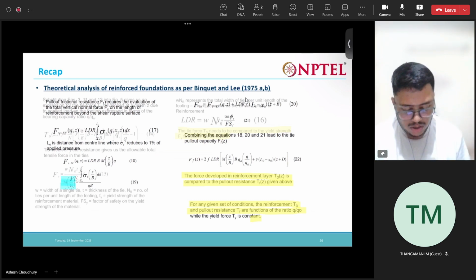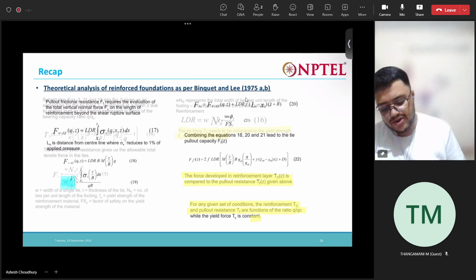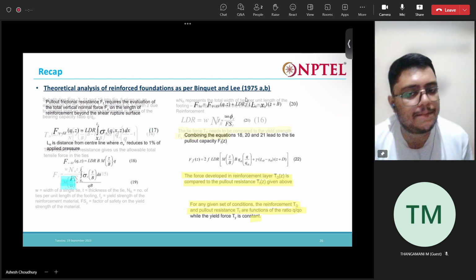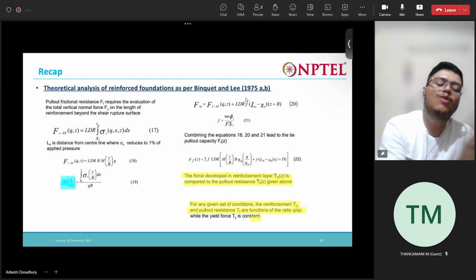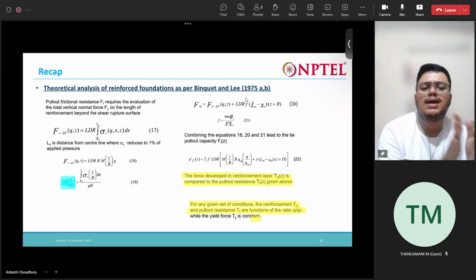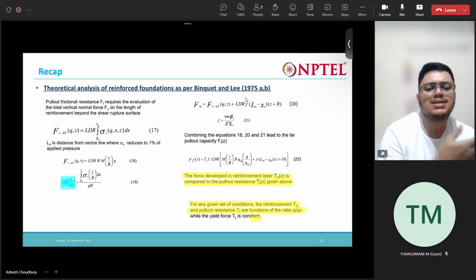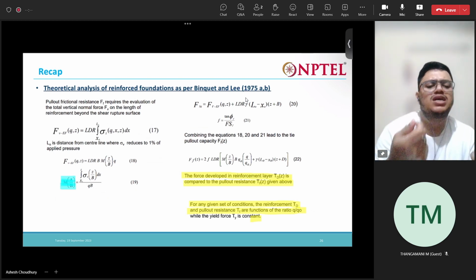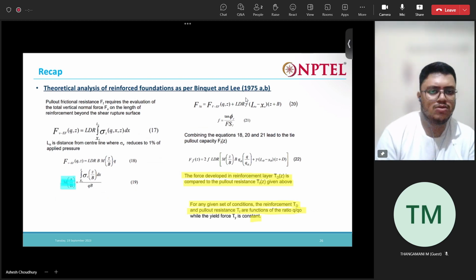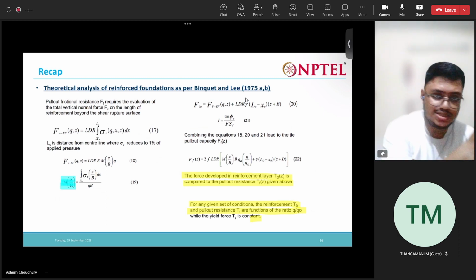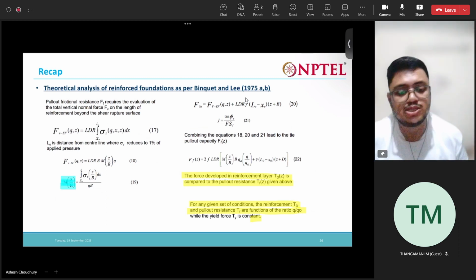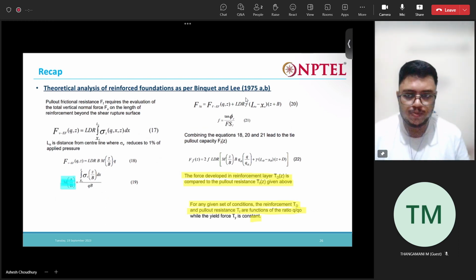So L naught, as you all know, what is L naught? L naught is the distance from the center line where sigma z reduces to 1% of the applied pressure. So why 1%? We consider that this 1% is the limit. Lesser than 1%, this pressure won't have any impact on the reinforcement. So we consider this L naught length, up to this 1% pressure, 0.01 times Q.